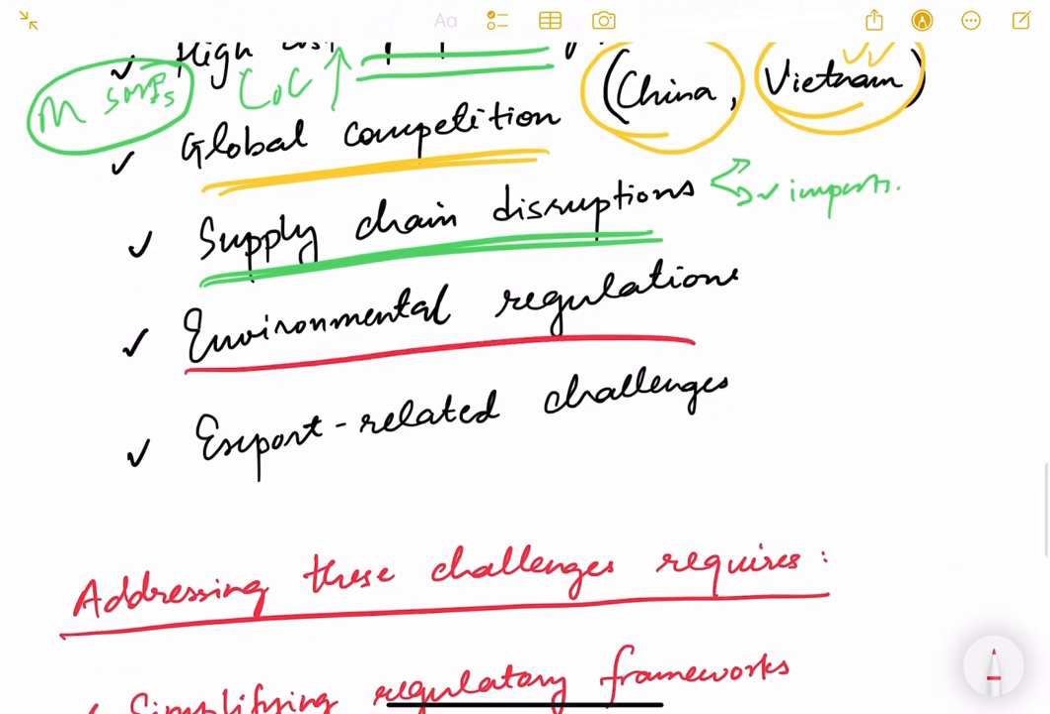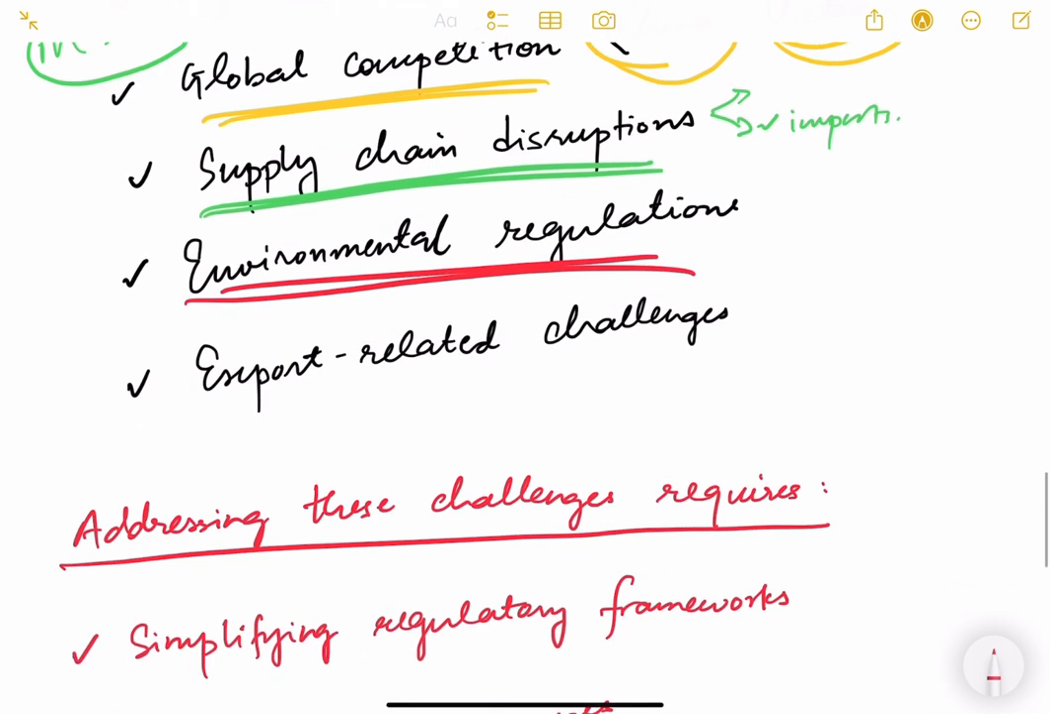Then environmental regulations, this again we have studied in the previous video. There are increasingly stringent regulations related to the environment, and a global push for greener manufacturing requires significant investment in clean technology. So compliance with these regulations can be costly, particularly for smaller firms. We are not yet at a stage where we can adopt clean technologies because they involve a lot of R&D and more expenditure, and our smaller firms cannot really afford that. So these environmental regulations are becoming a kind of hurdle for our manufacturing growth.